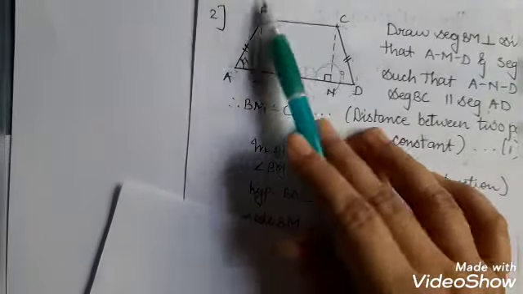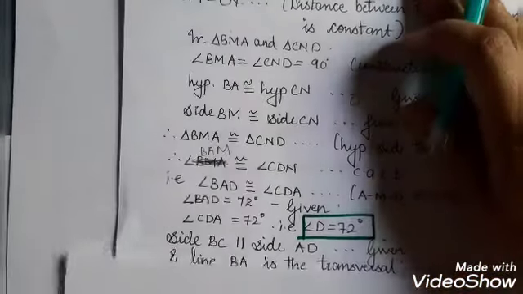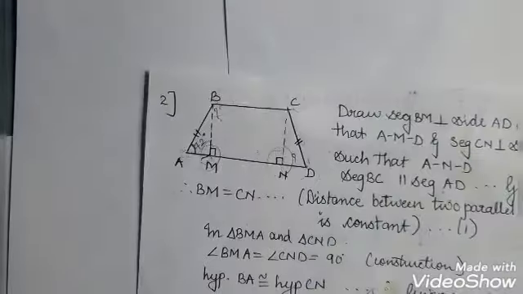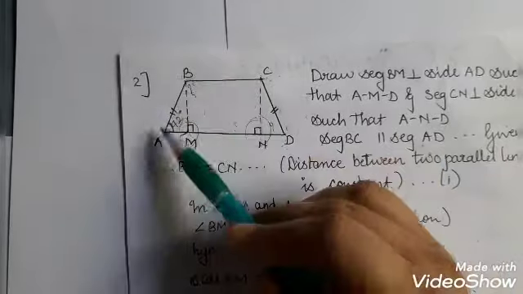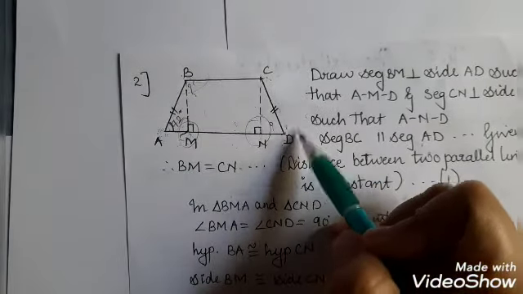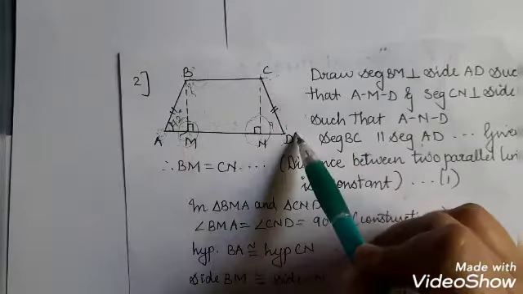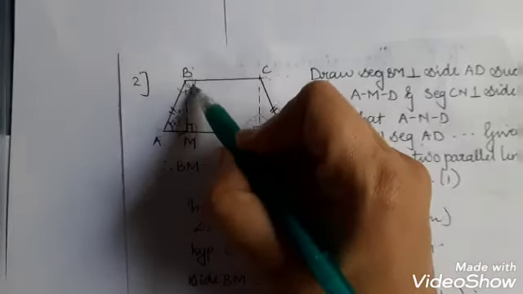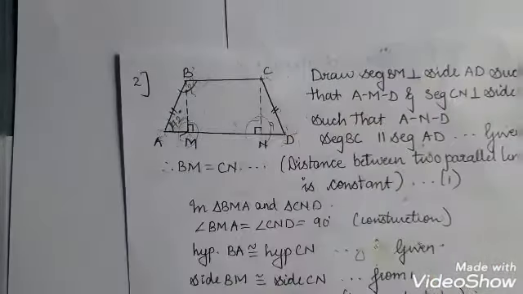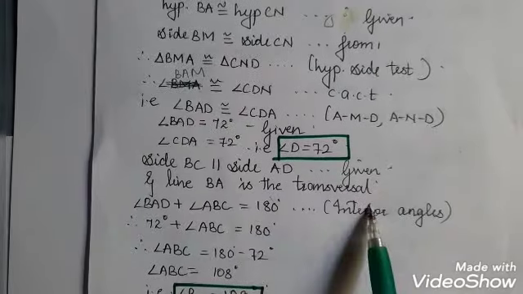Okay, I have to find the measure of angle B. So I take B as a transversal. If I take B as a transversal, I get angle BAD plus angle ABC. Angle BAD plus angle ABC is equal to 180. That means this angle plus this angle is equal to 180. Those are interior angles.